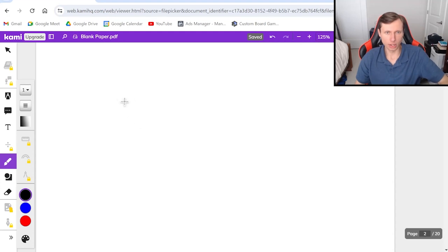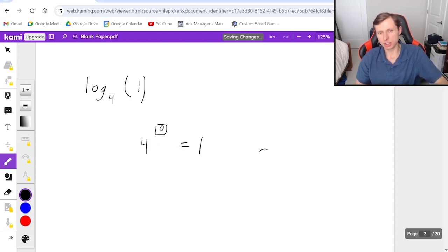Here's an even weirder one. What if I have log base 4 of 1? In other words, 4 raised to the blank power equals 1. And there's only one thing that works here. Anything raised to the 0 power equals 1. So the answer is 0. And it will always be 0 no matter what your base is. This could be log base 2, log base 1 million. The answer will be 0.